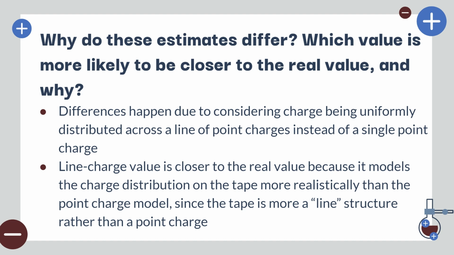These differences happen due to the assumption that we made about the charge being uniformly distributed across a line of point charges instead of a single point charge. The line charge value is probably closer to the real value because it models the charge distribution on the tape more realistically than just a single point charge, since the tape is more of a line structure than an actual point charge. And yeah, that's it.